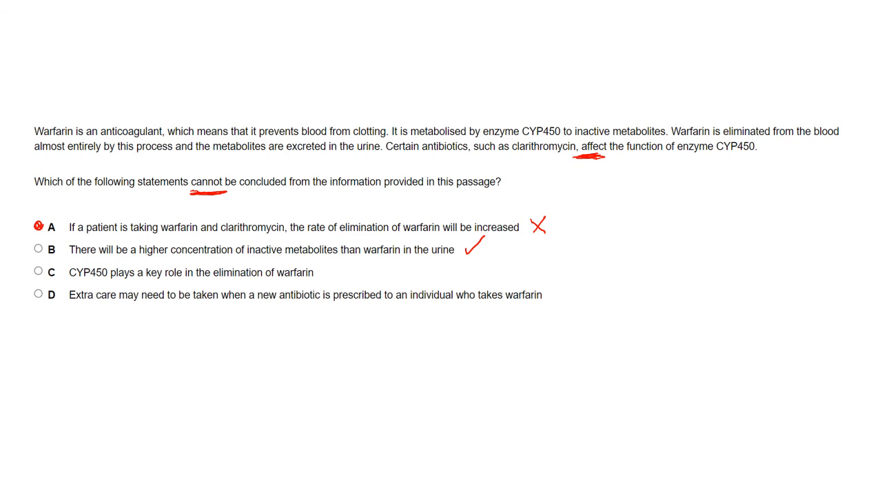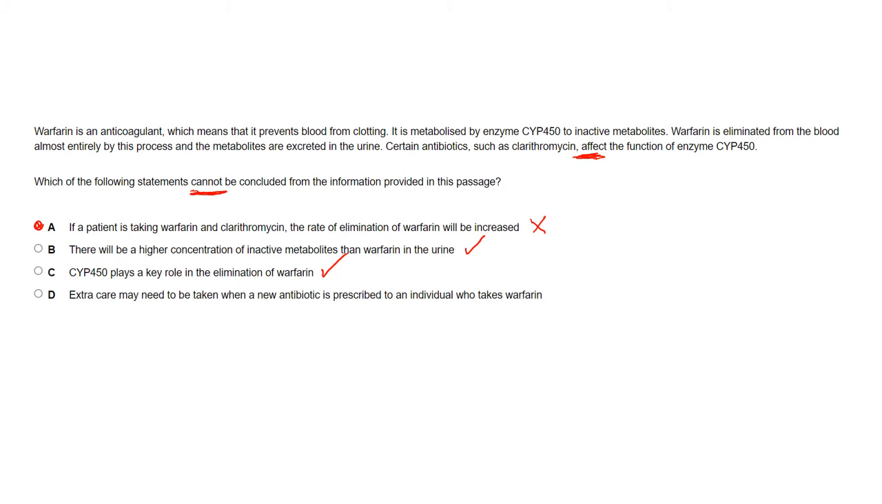C, cytochrome P450 plays a key role in the elimination of warfarin. Well, that's clearly true. Okay, warfarin is eliminated only by forming these metabolites, which are then excreted in the urine, and cytochrome P450 is the thing that causes these metabolites to form. So yeah, that's definitely a key role.